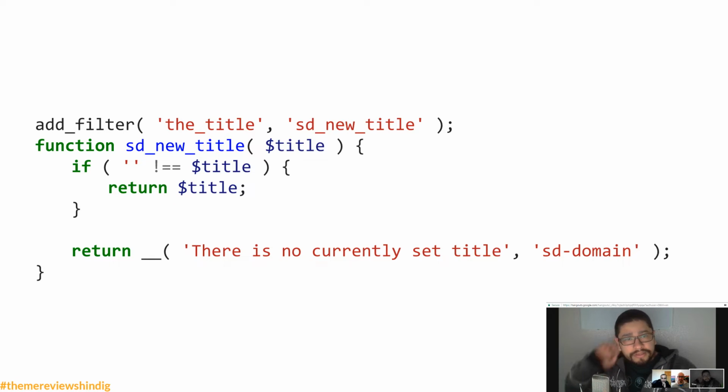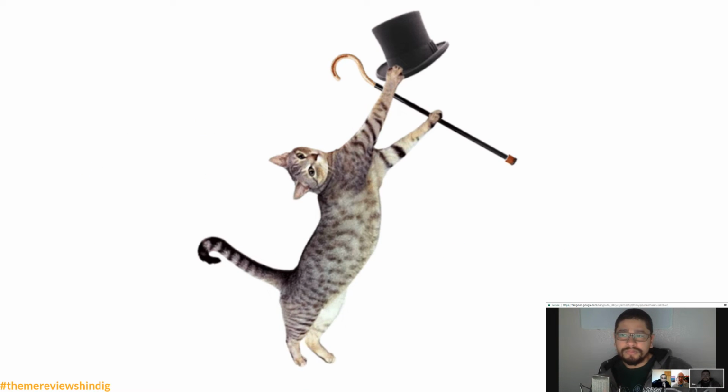If you look at the title, what is it doing? If the title is empty, then we return "there is no currently set title." That's how that filter works. And if it's not empty, or if it's actually populated with something, then we simply return it. All right, that's a basic filter. Kind of a simple, very simplistic overview.